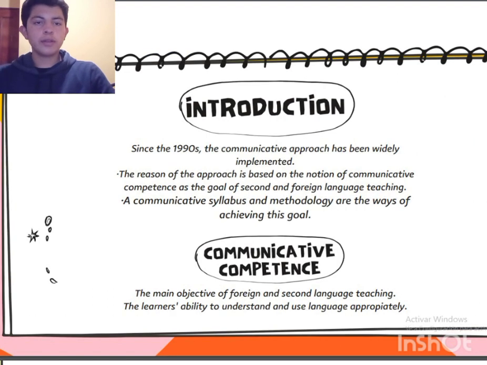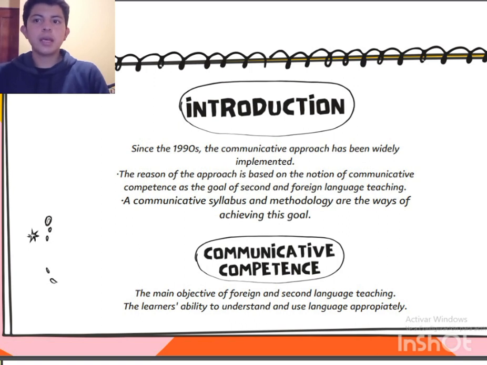Let's take a look at the introduction first. Since the 90s, the communicative approach has been widely implemented. The approach is based on the notion of communicative competence as the goal of second and foreign language teaching. A communicative syllabus and methodology are the ways of achieving this goal. There is no agreement on how the theory and practice of communicative language teaching should be put into practice.